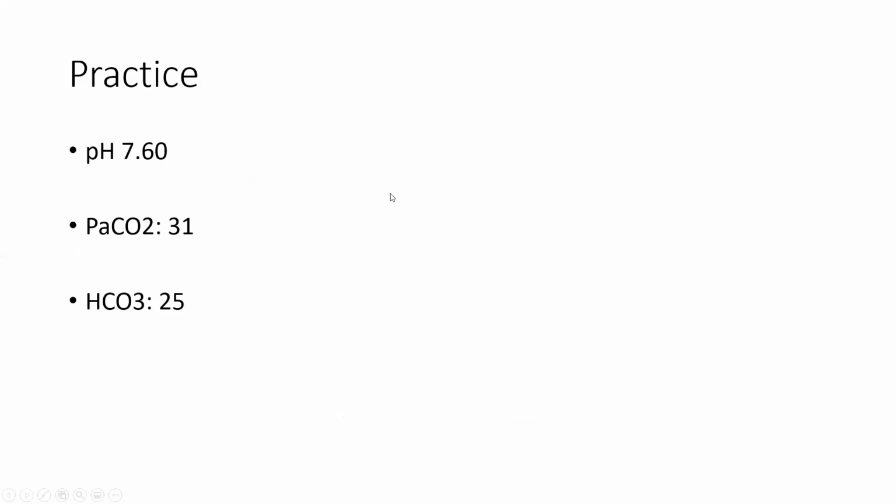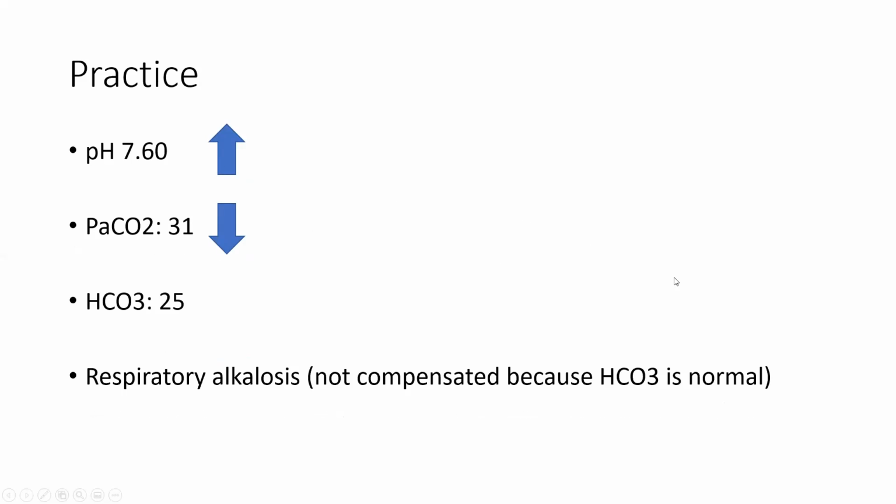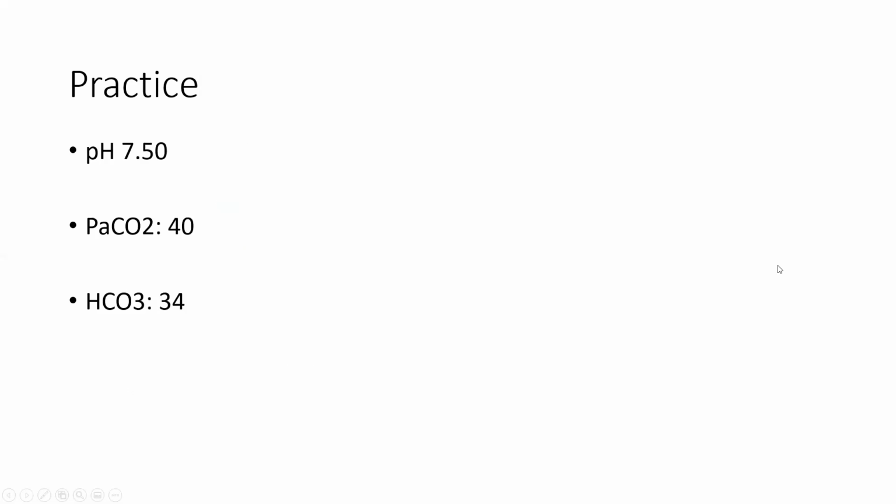We have a pH of 7.60, which is high. We have a PaCO2 of 31. Remember, our normal is 35 to 45, so our carbon dioxide level is low. Our bicarb normal is 21 to 28, so that is normal. These two have an inverse relationship, which is what we expect. So this is respiratory alkalosis, and it is not compensated because our bicarb is normal. All right, let's try another one.